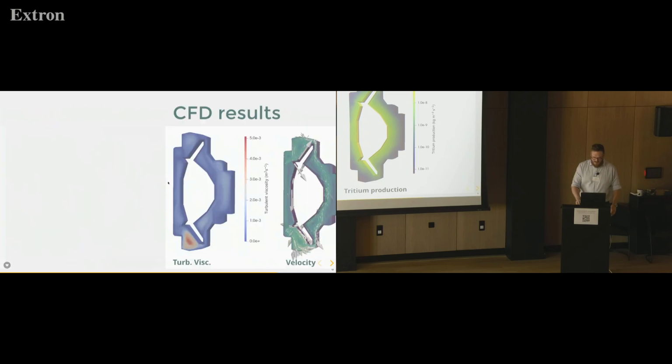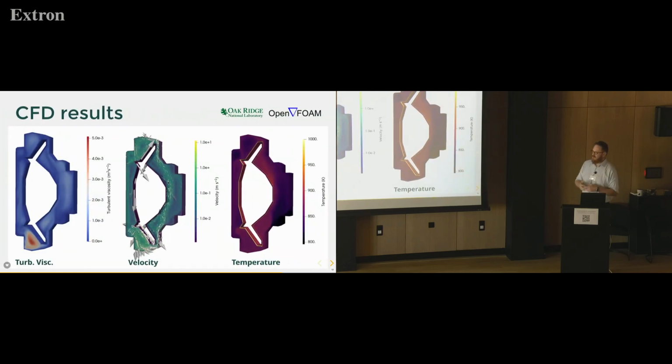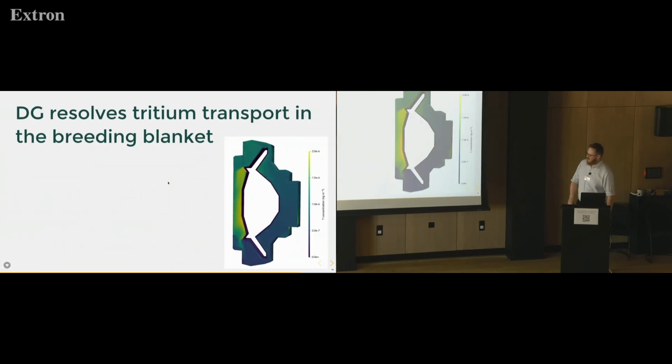And then once the nuclear heating is ported into OpenFOAM, these are the results that we get from there. So we have our turbulent viscosity fields, our velocity fields, and the temperature field across the whole domain. And all of this is then passed into FESTIM, where we can then do our advection diffusion to figure out where all this tritium is being born and where it is going. And these are the kind of results that we can get.